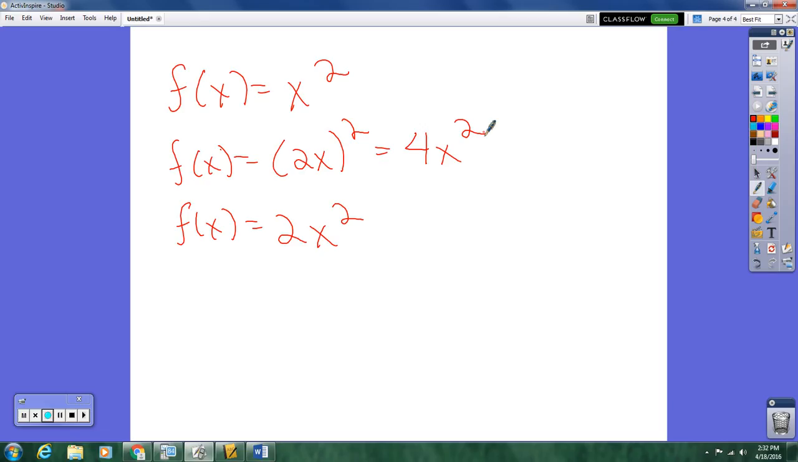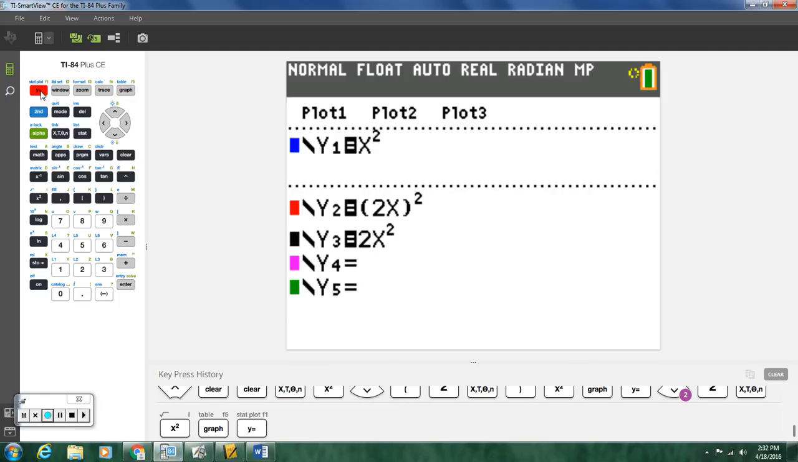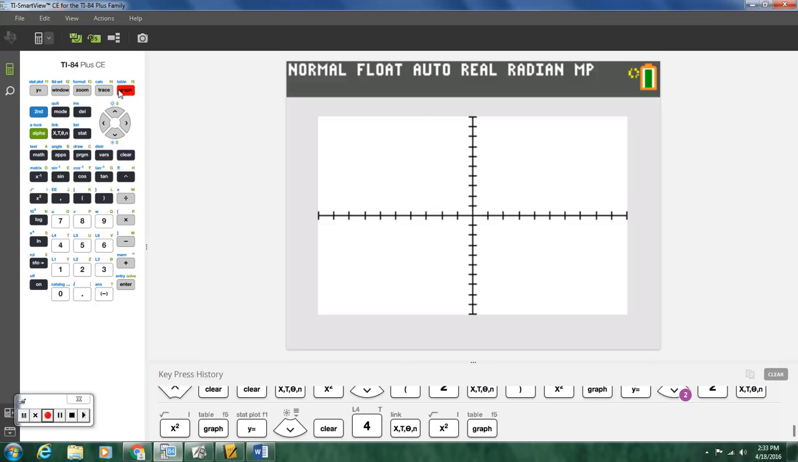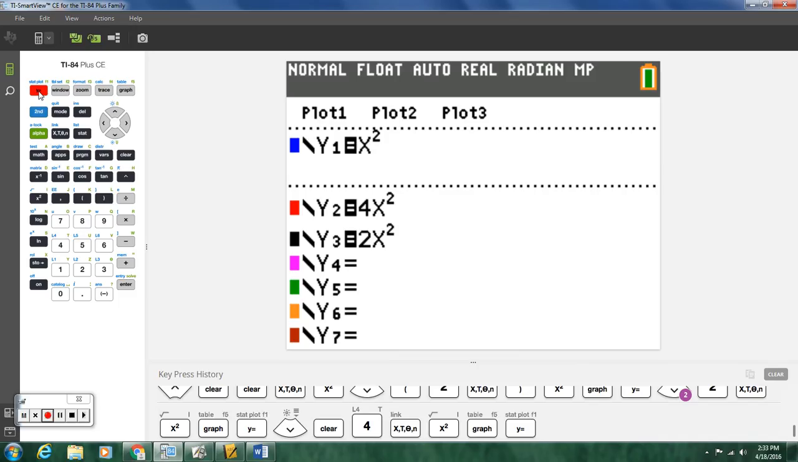Yeah, so if I'm back on my calculator, and instead of writing it like this, I just put 4x squared there, is it going to give me the exact same thing that I had a minute ago? Is the exact same thing? Yeah. So that 2 inside those parentheses didn't change anything, did it? Whether we put it inside or outside.